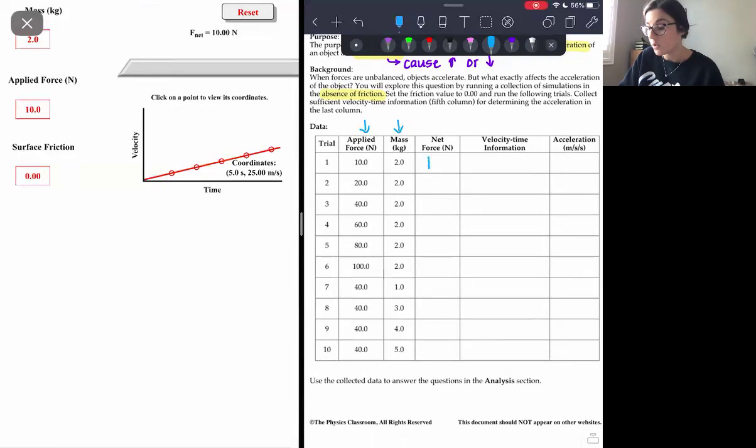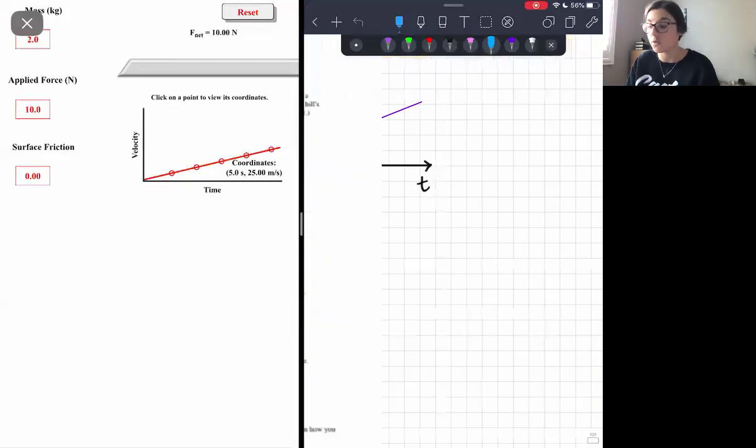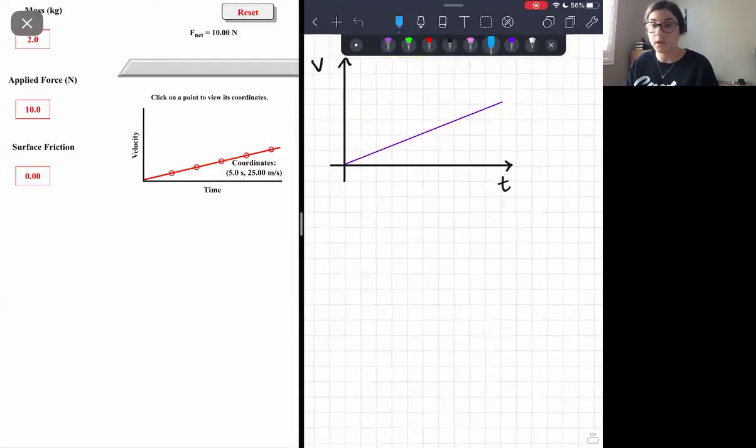So my net force is 10.0 newtons. Now my velocity time information, this is kind of vague as to what exactly you're supposed to be filling in. So I'm going to swipe to another page and do a quick review with you really fast here.